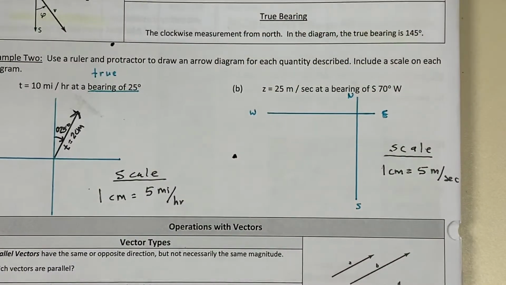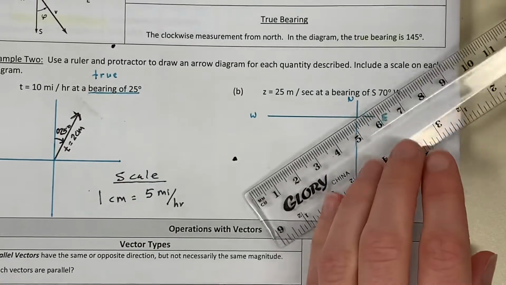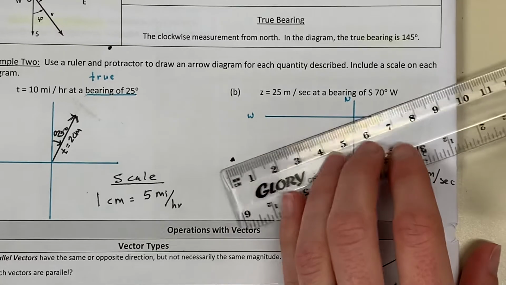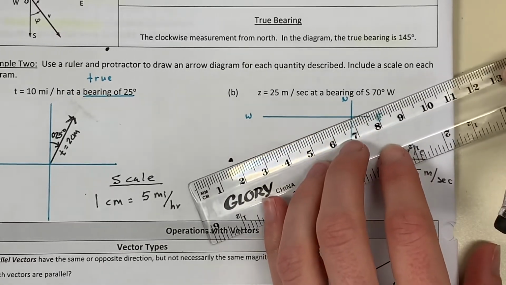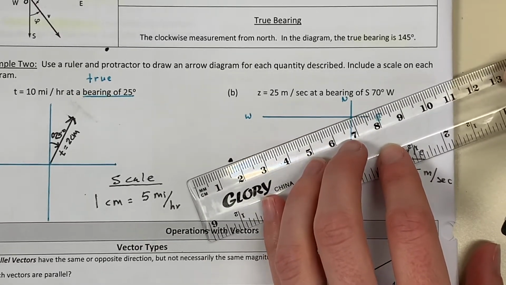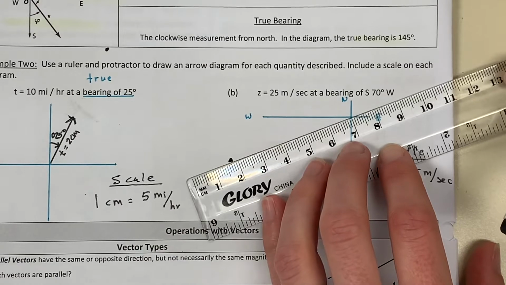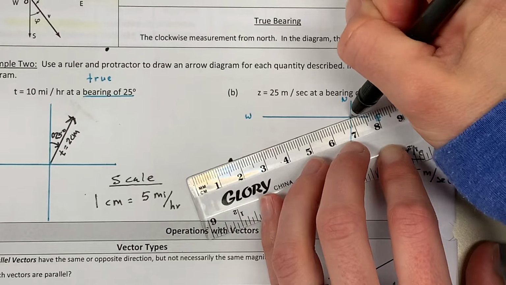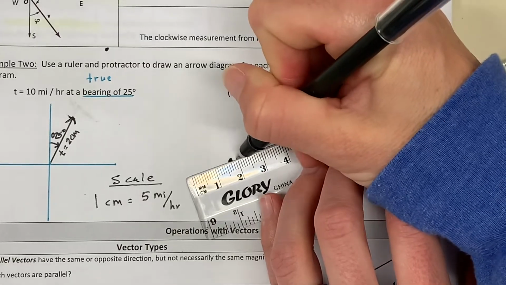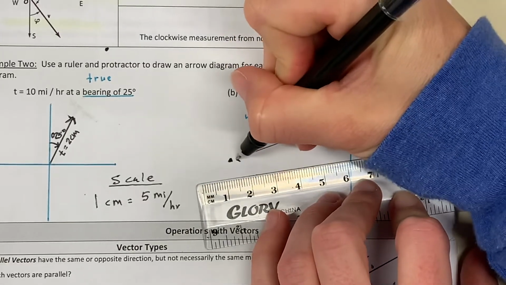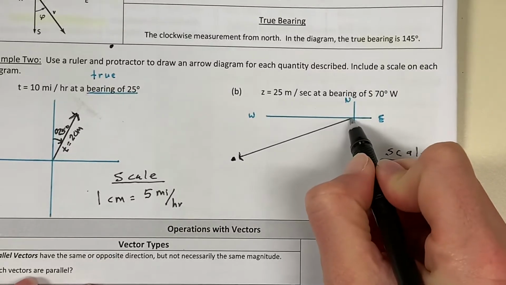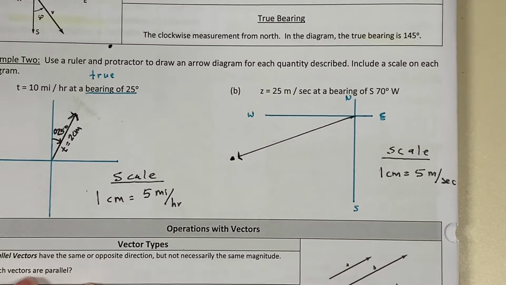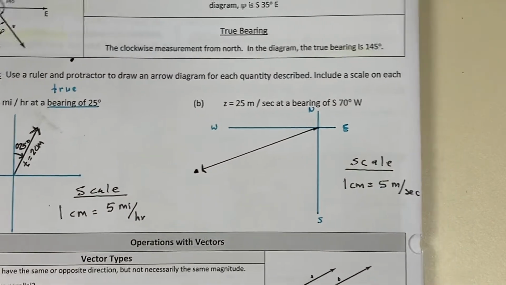That means I need to draw a vector that is 5 centimeters long. So I'm just going to put my 5, I'll start at 7. So if I have 7 at the origin, 5 centimeters would take me out to 2. Line it up with my 70-degree mark. Okay, and I have a 5 centimeter vector.